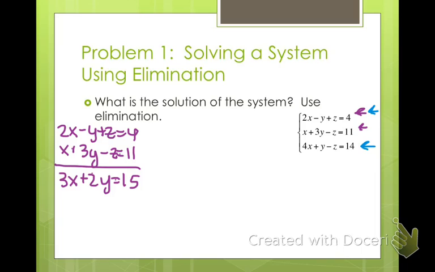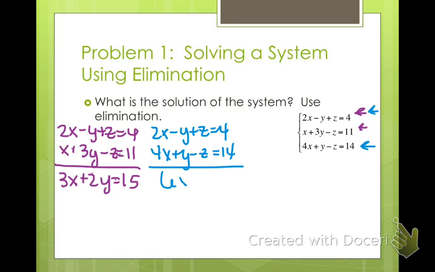Then for the other one, I add 2x minus y plus z equals 4 and 4x plus y minus z equals 14. I'll add these straight down, and I get 6x equals 18. This one's really nice because the y's and the z's canceled, so I don't have to do it again. I'll solve this one for x. Divide by 6, I get x equals 3.